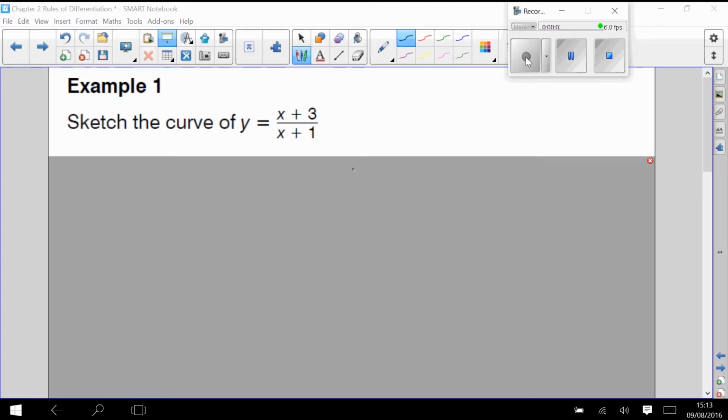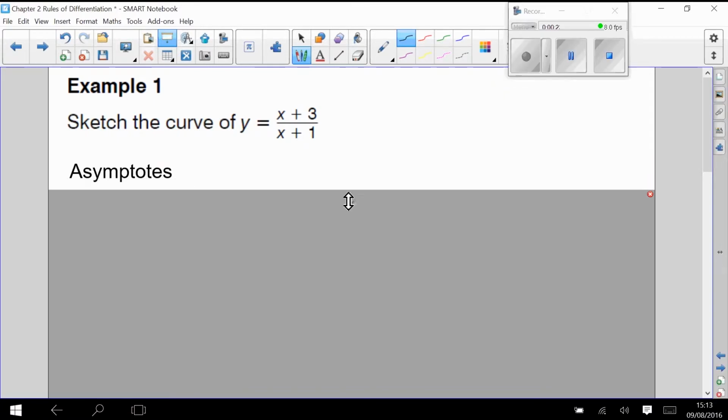In this video, we are going to sketch the curve of y is equal to x plus 3 all over x plus 1. Now you can see that this is a rational curve because it has a numerator and a denominator in the expression of the function. The first thing that I'm always going to look at are the asymptotes. So if I want to find the asymptotes of the curve, I need to find, is there going to be a vertical asymptote, a horizontal asymptote, or an oblique asymptote?